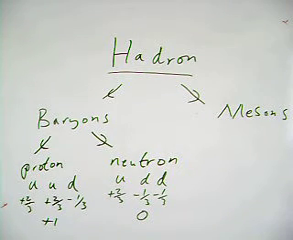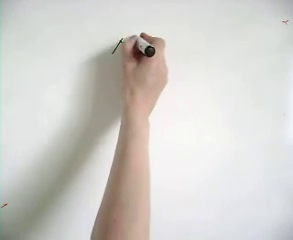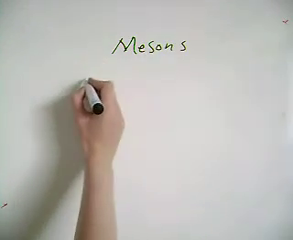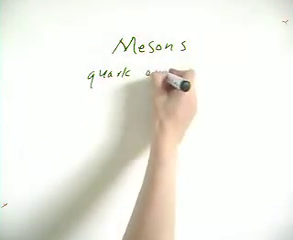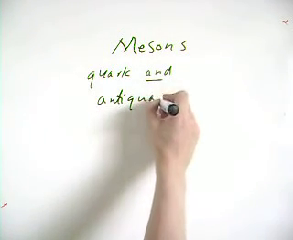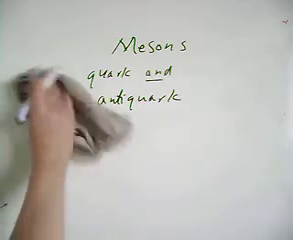We need to know a little bit more about the meson family, so I'll just go through that now. And we need to know the composition of 2 groups of mesons. But the rule for mesons is they are always made from a quark and an antiquark. So always a quark and an antiquark.